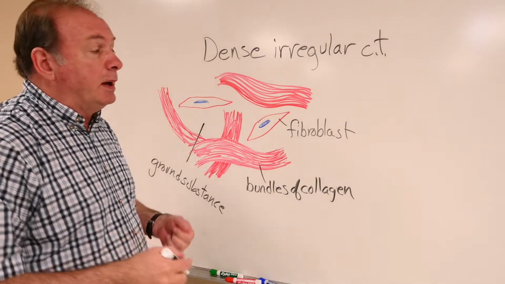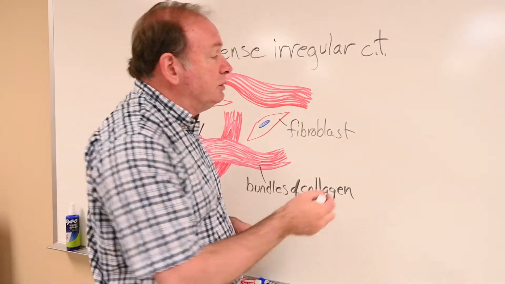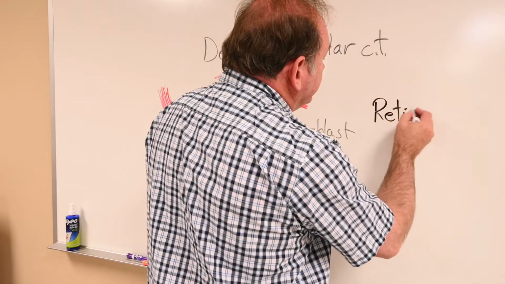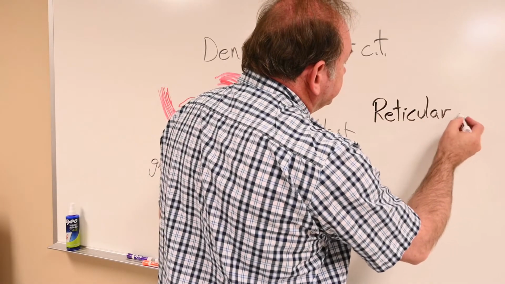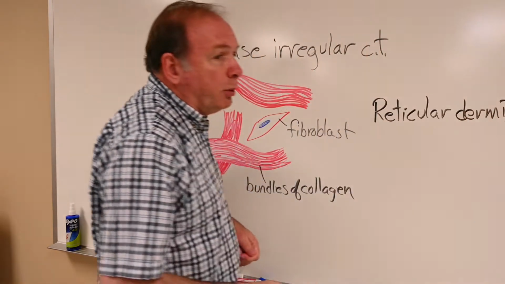This is found throughout the rest of your dermis. Remember, your papillary layer of your dermis had loose connective tissue. This is what we call the reticular layer of our dermis. Reticular portion of the dermis.